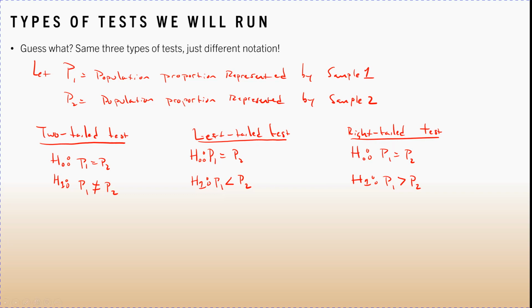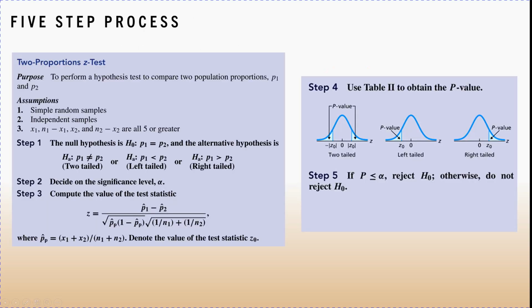Then again, we're going to go through the 5 steps. We're going to perform a hypothesis test comparing two population proportions, P1 and P2. Assumptions: simple random samples, independent samples, and then some number checks to verify you have sufficient sample sizes. For our problems, I'll always give problems such that the sample size is sufficient.